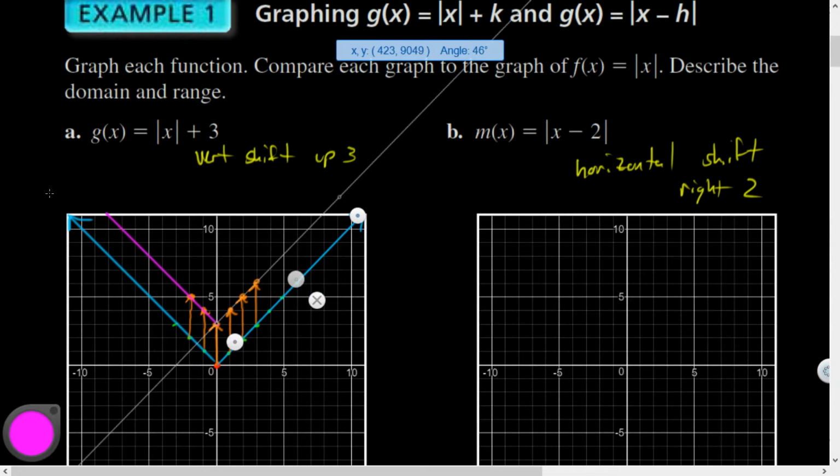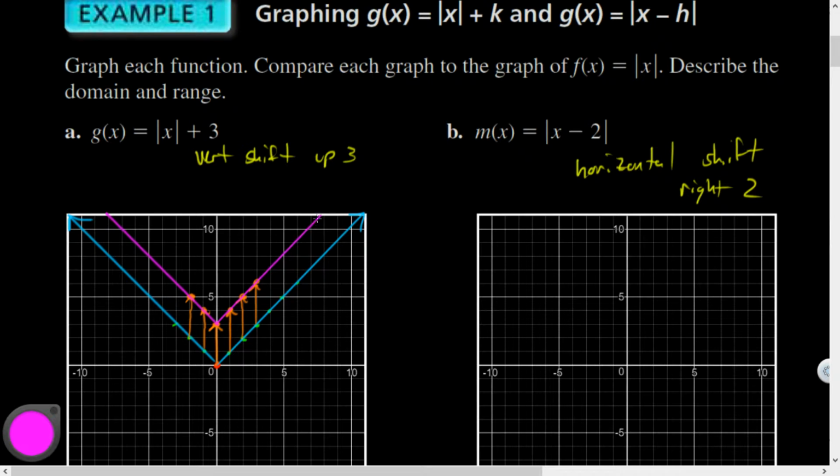Now, question, has this changed the slope of my absolute value graph? Is my graph steeper? No, it's still up 1 over 1, up 1 over 1, or up 1 backwards 1, up 1 backwards 1. So it hasn't changed the slope. It hasn't changed the shape of this. It's just changed where it is. Okay, so that's what that would end up looking like.